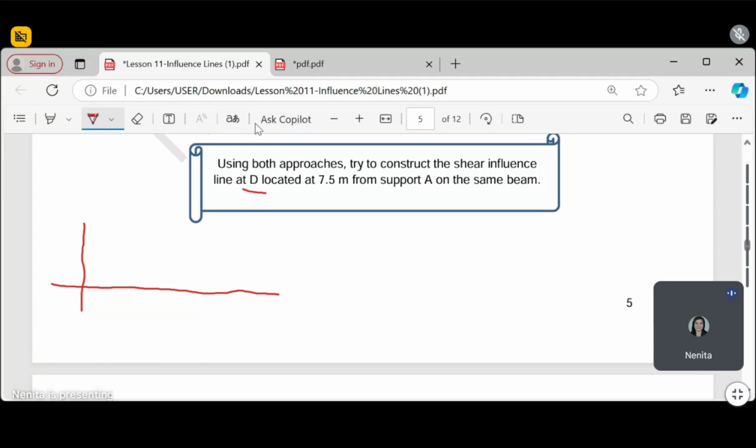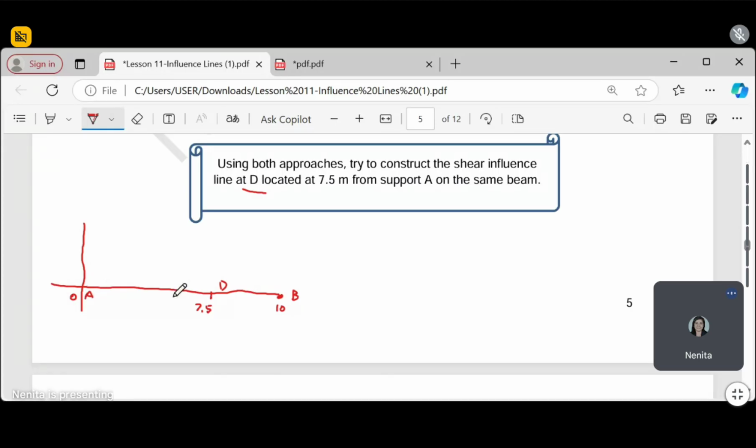Diba? Tanawan natin ha, this is 0. This is point D. Let's say this is 7.5. That is point D. And let's say this is B. That is your 10. This is A.